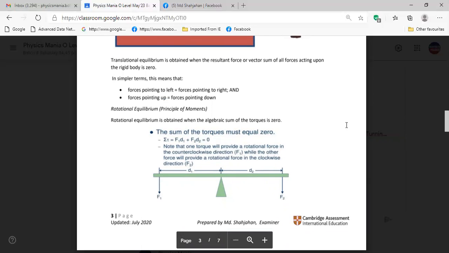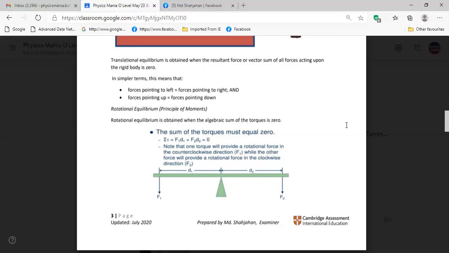Can you read this? Rotational equilibrium, principle of moments. Rotational equilibrium is obtained when the algebraic sum of the torques is zero. The sum of the torques must equal zero. What is this after that? Summation of that torque, right? They are saying tau. The symbol is tau for torque. Actually, it is not that important to know the symbol. We just know about the moment. Torque is the synonym of moment. So torque, moment, same thing.